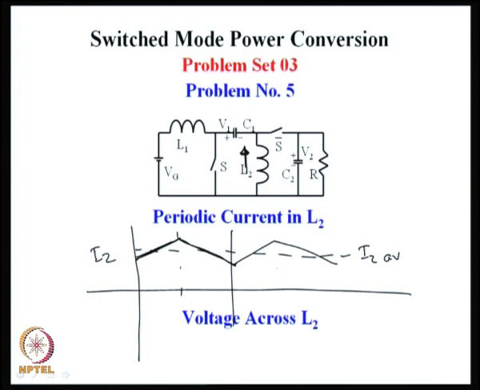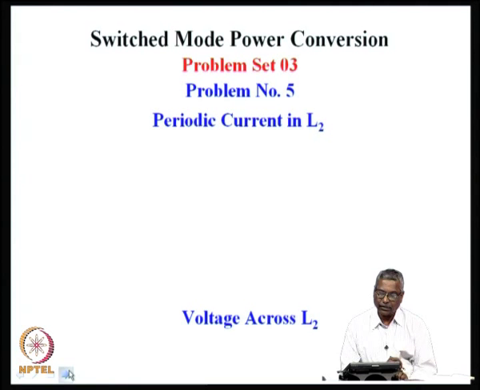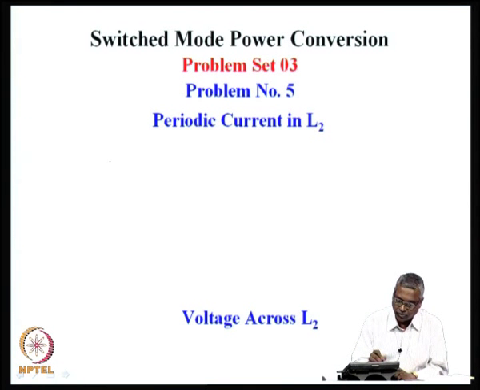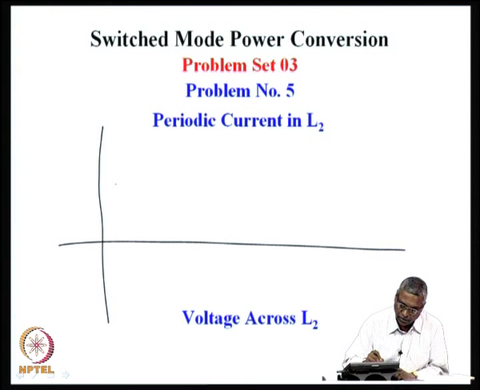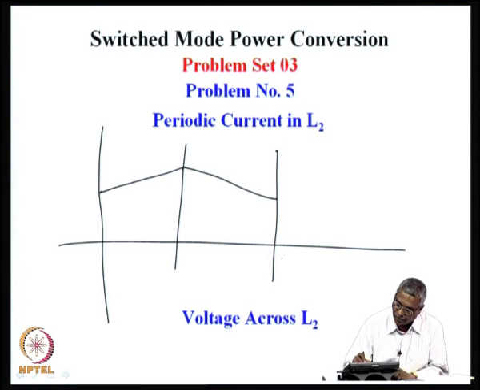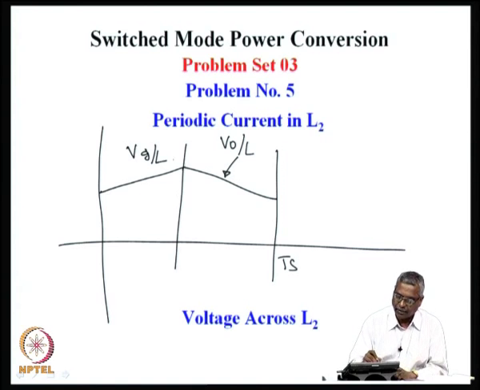So, the voltage across the inductor L2 has Vg on one side and V0 on the other side. So, let us see the next. Periodic current in L2 has a rising time which is Vg by L, and a falling time which is V0 by L2.